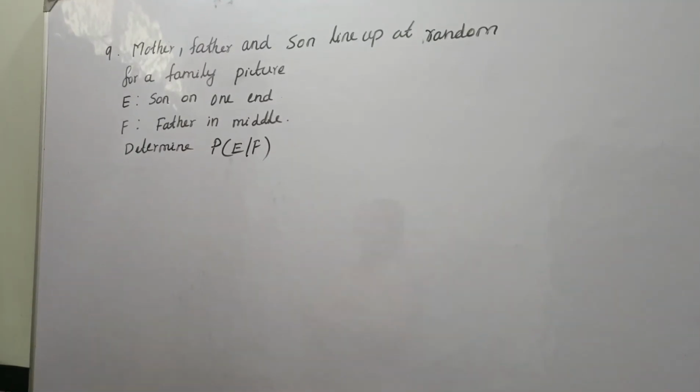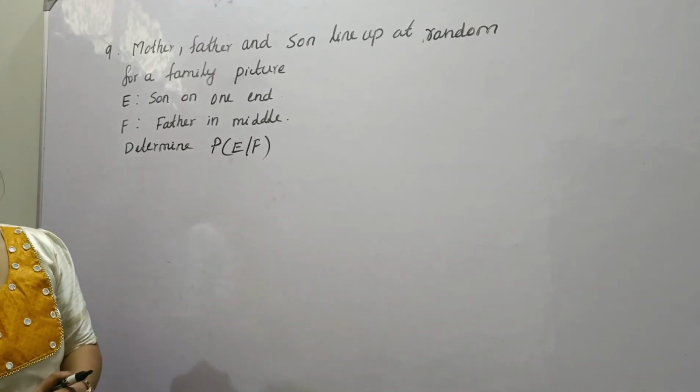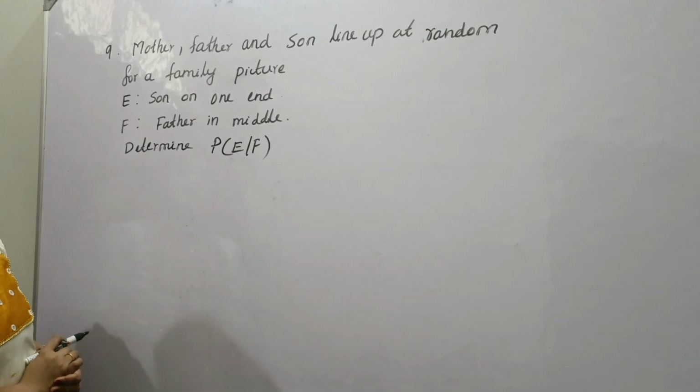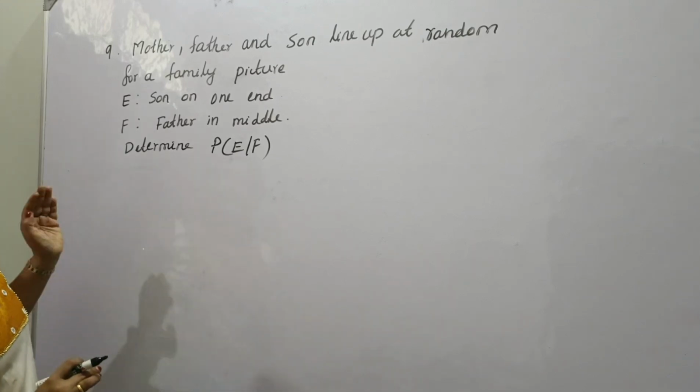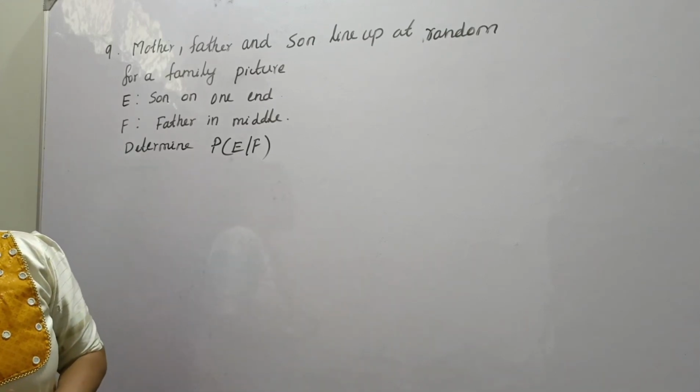Look at the next question. Mother, father and son line up at random for a family picture. E is the event son on one end. F is the event father in middle. Determine probability of E given F.